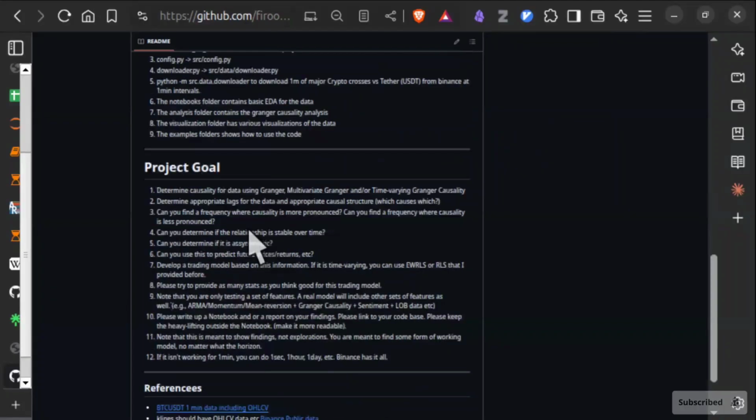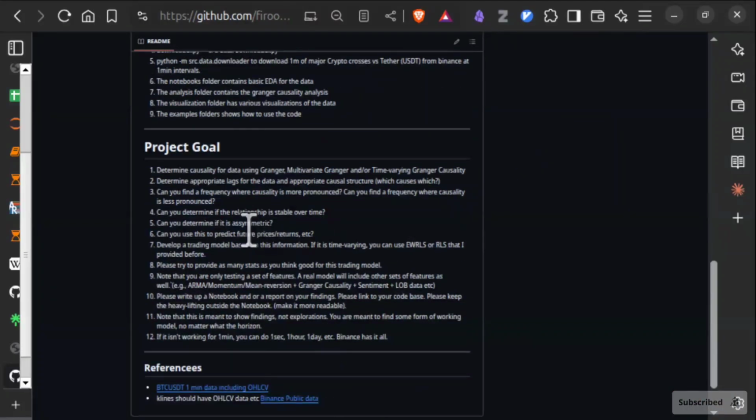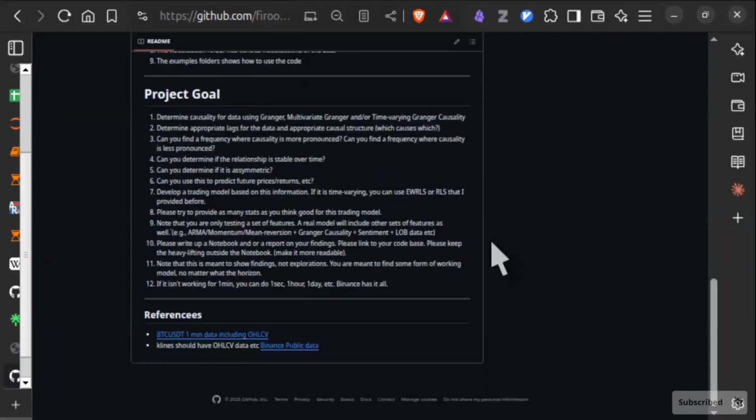And then this was essentially the homework I gave to everyone when I gave this original project: can you predict future prices and returns? Develop a trading model based on this information. If it's time varying, use EWRLS or RLS, and I provide that as well. Note that you are only testing a set of features. A real model will include other sets of features, including some ARMA model features, maybe sentiment features, maybe other limit order book data. Don't worry about writing up a notebook. This isn't your homework, but you can do it if you want to. And if it isn't working for 1 minute, you can do it for other frequencies.